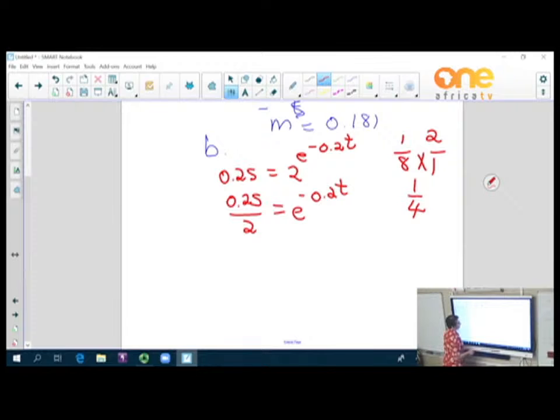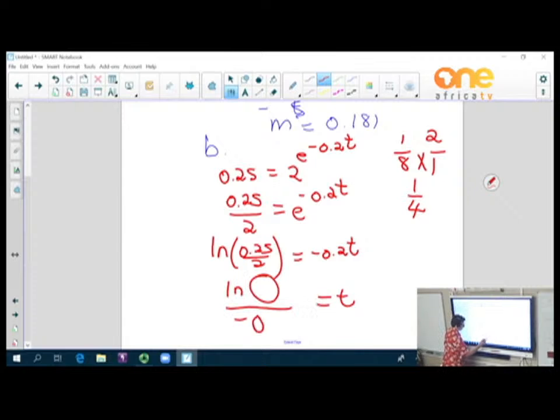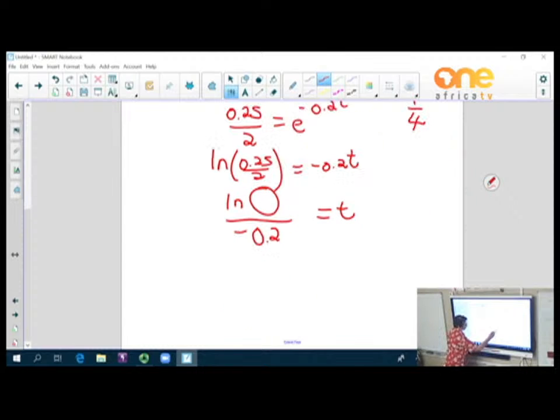And then we're going to log both sides, but because it is e, we're going to ln now. So it will be negative 0.2t is equal to ln 0.25 over 2. And then to find t, it's then ln of this value, divide by negative 0.2, and my final answer is, I got 10.4.